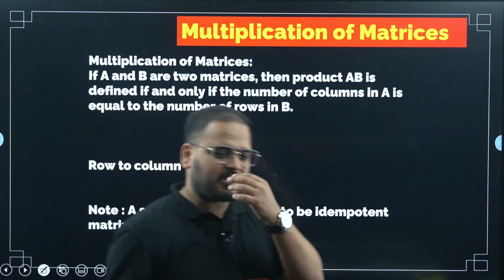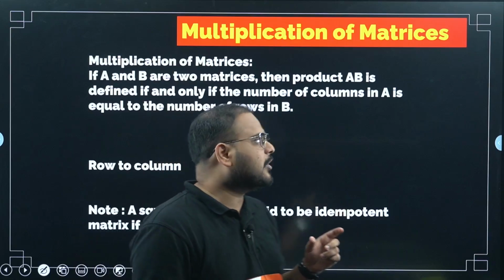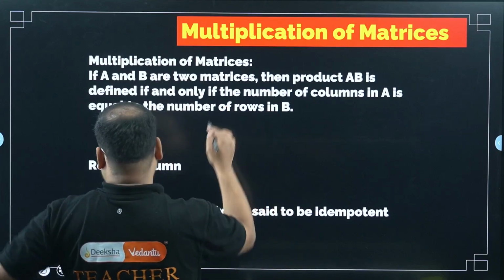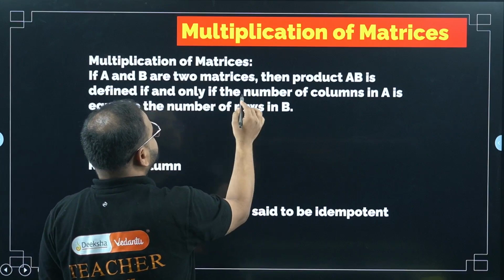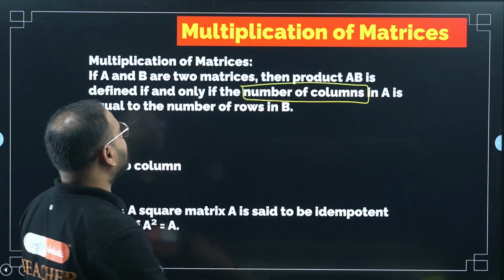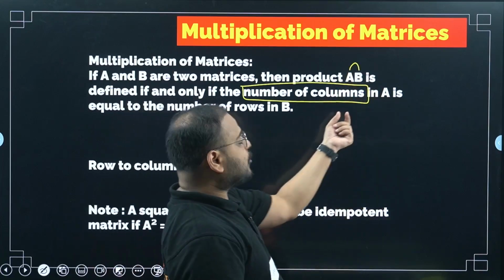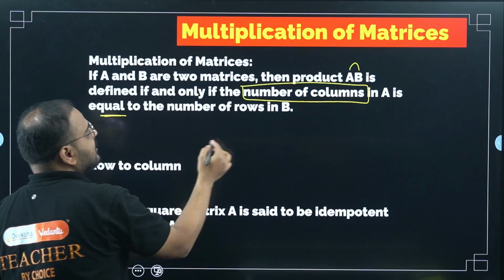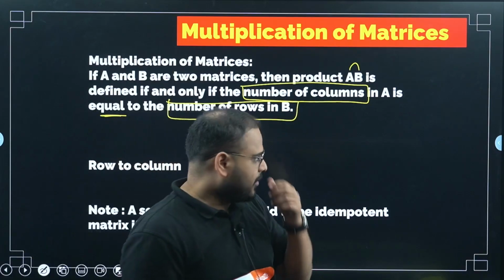The principle of matrix multiplication is the same. For matrices to be multiplied, the required condition is very simple. If we are trying to multiply A and B, the number of columns in A should be the same as the number of rows in B. Does it make sense to you?